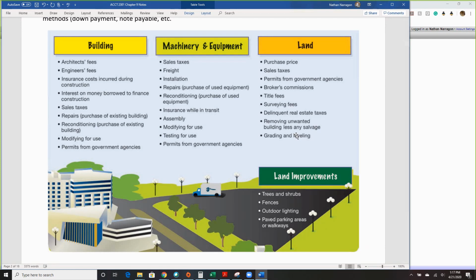Land improvements. So, to make the land ready for use, we may improve the land, make it look pretty. So we may end up getting trees and shrubs. Fencing. We can do outdoor lighting, or we can even put a sidewalk or a parking lot in it. Now, even though land does not depreciate, land improvements will. All these items will deteriorate over time. Okay?